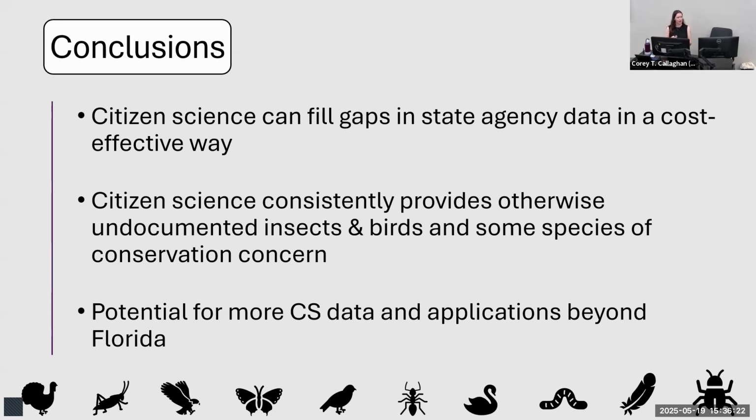There could also be applications of this beyond Florida. This is 39 state parks in Florida, but eBird and iNaturalist are globally popular. And government agencies managing lands is also happening well outside of Florida. So I would love to research it in other parts of Florida and other parts of the country, but I definitely think it would be applicable.